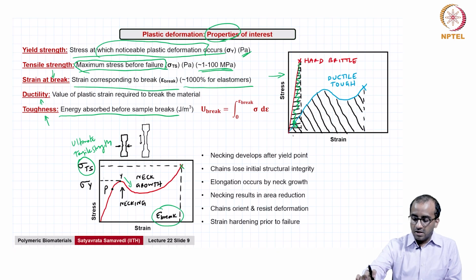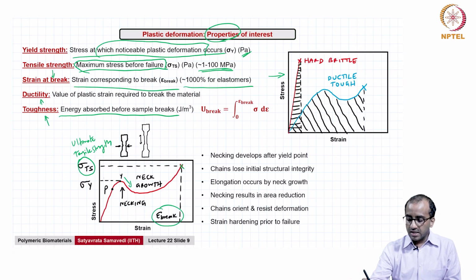And if you now look at it for a ductile material, tough material, this is the area under the curve. Now, can you think of why this material is called ductile and tough and this material is called hard and brittle?